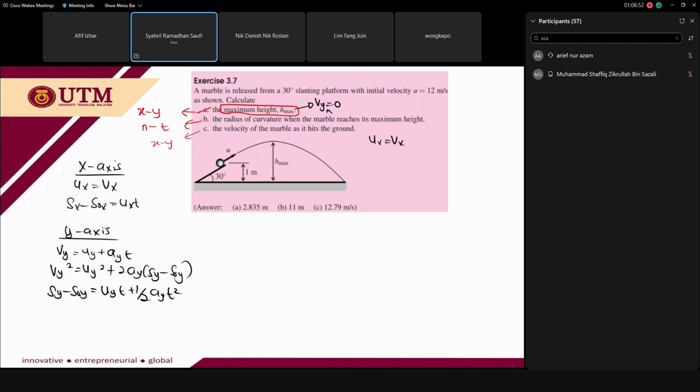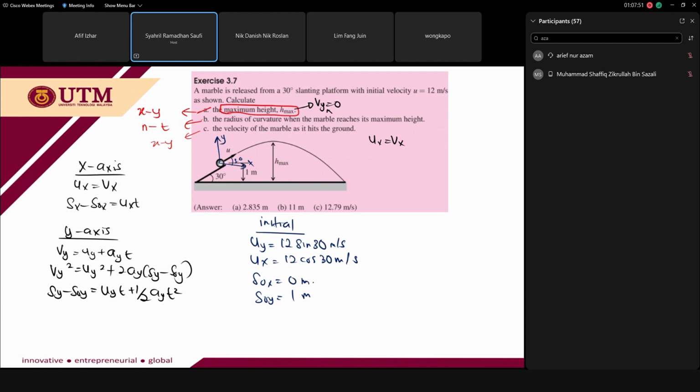So for H max, we list all the information that we have. For the initial values, we have uy. This one is y, this one is x, and the angle is 30. So uy is u sine 30, which is 12 sine 30 meter per second, and ux is equal to 12 cos 30 meter per second. Then s naught x is 0, and s naught y is 0 meter.